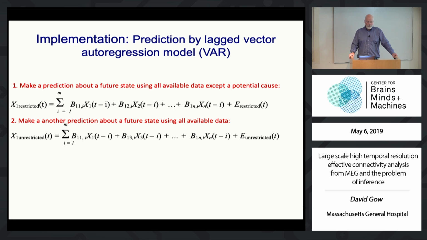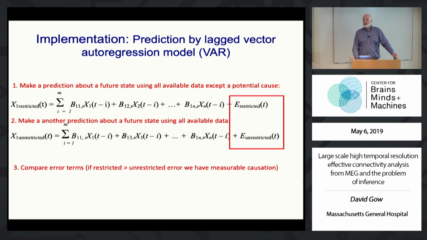Now I make another prediction about the future state of one variable using all the data on the table, and I've got these two error terms at the end. And all I'm going to do is compare these two, and this is going to give me a quantitative measurement of unique predictive information.